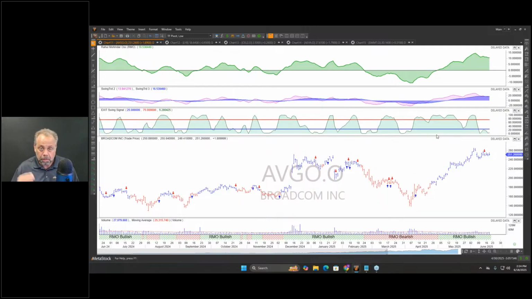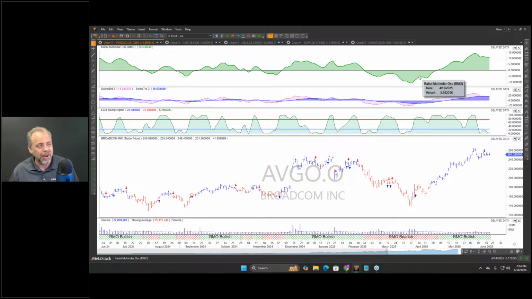And in specific detail, remember we want to identify the trend. The first step is to identify the primary or the prevailing trend. To do that, we're going to use this green indicator at the top. This is called the RMO indicator. And with the RMO indicator, I'm going to say some things that are very objective.